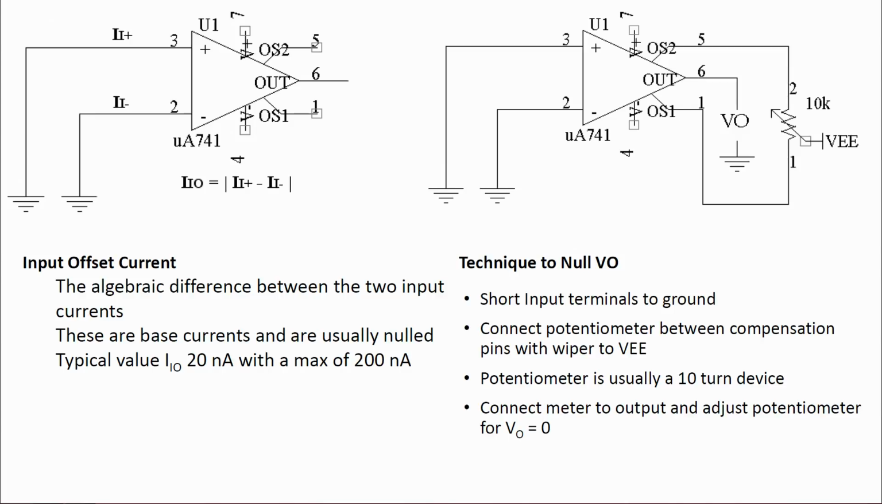So, we have to connect a potentiometer between compensation pins 1 and 5. I told you earlier 1 and 5 are the compensation pins, with a wiper to VEE. With the help of the potentiometer we can adjust the output voltage VO to be 0. We turn the potentiometer such that we apply a small amount of voltage, which is called offset voltage, to make our output voltage 0, or to nullify the output voltage.